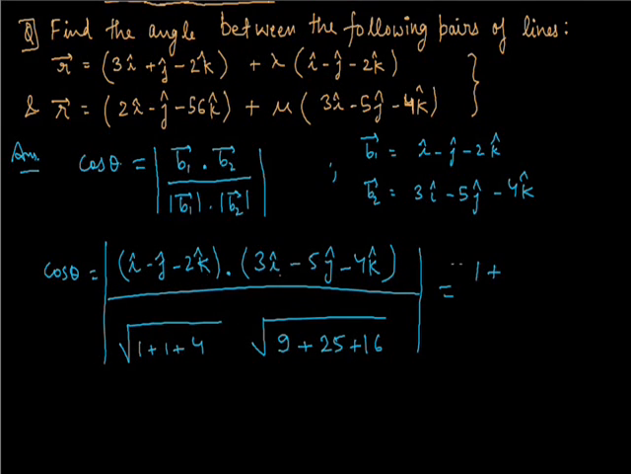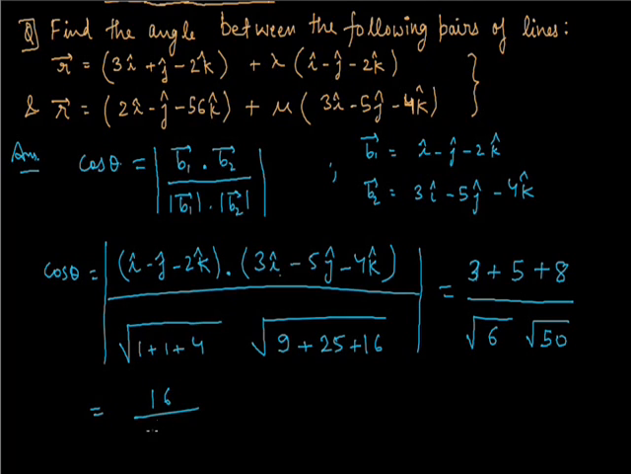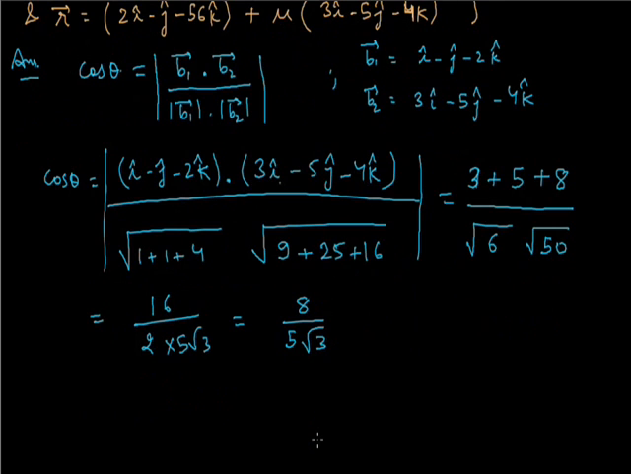1 into 3 is going to be 3, minus 1 into minus 5 is going to be plus 5, minus 2 into minus 4 is going to be plus 8. And over here it will be under root 6 into under root 50. So the answer would be 16 upon 2 into 5 root 3. On simplification, it will become 8 upon 5 root 3. So this is how you can find out the angle. So this is the value of cos theta, but we need to find the value of theta.